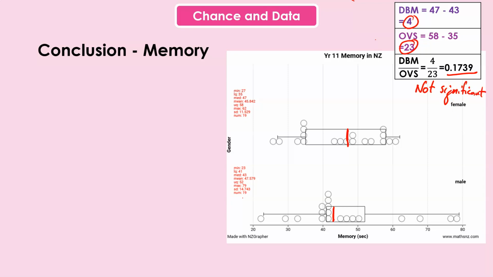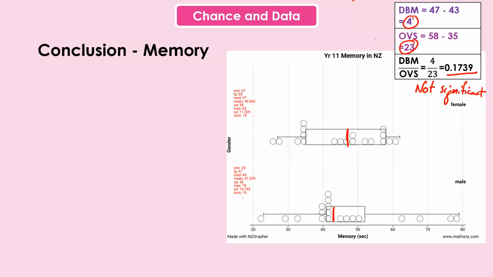So not significant, so that means that even though this sample shows that the males did the memory test a bit quicker, on average, if we took another sample, we wouldn't be surprised to see it the other way around, or that they were exactly the same or something like that.